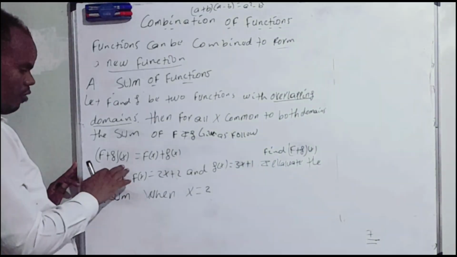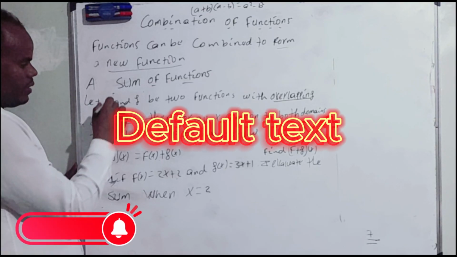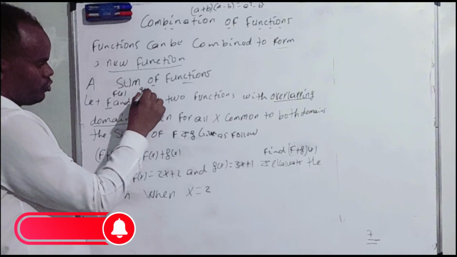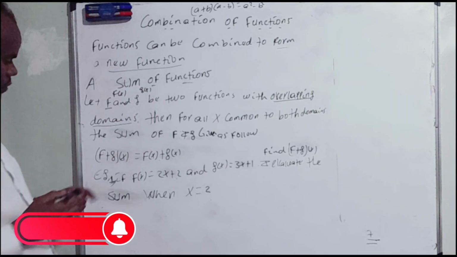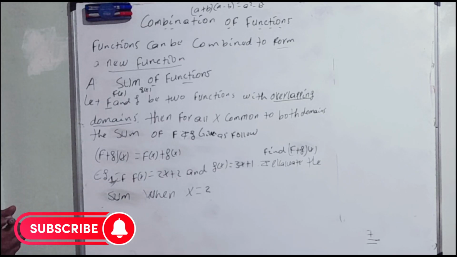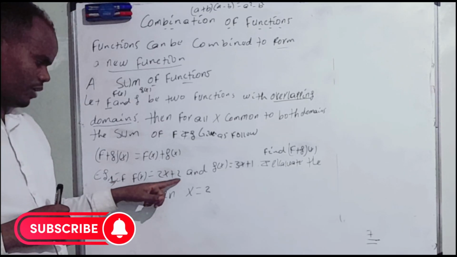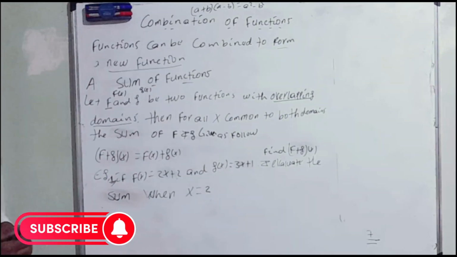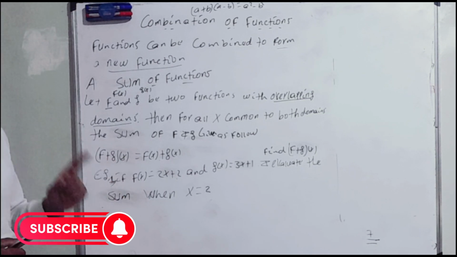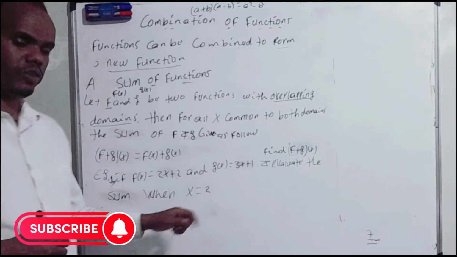f plus g of x is equal to f of x plus g of x. Here is f of x and this is g of x. So the sum of the function f plus g of x equals f of x plus g of x. For example, if f of x is 2x plus 2 and g of x equals 3x plus 1, find f plus g of x, that is f of x plus g of x, and evaluate the sum when x is equal to 2.